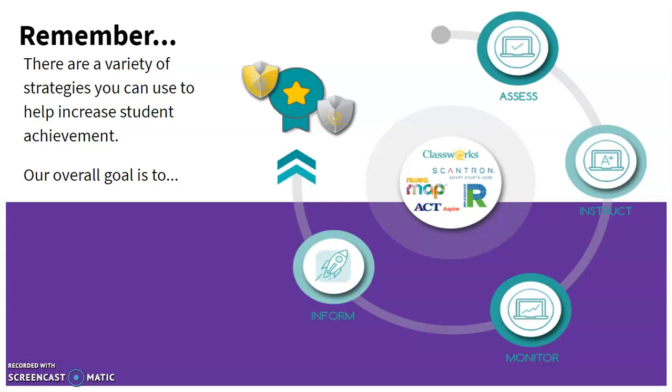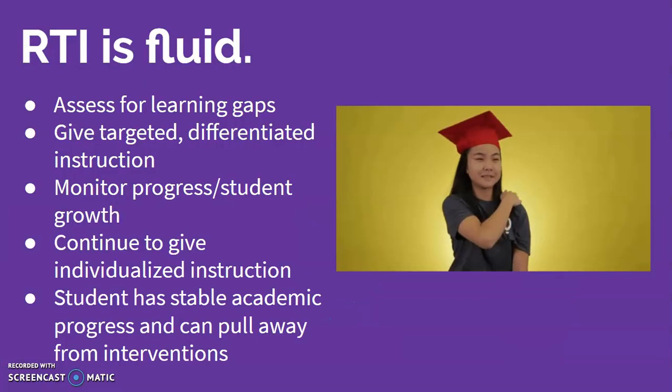Before we end this, I just want you to remember that there's a variety of strategies that I didn't name in this presentation that you can use to help increase student achievement. You can find these on Pinterest, on Teachers Pay Teachers, on any kind of research-based website. Our overall goal, though, is to assess where students are, what skills they succeeded with, or what skills they're deficient in. Then we want to instruct, to differentiate and individualize our instruction to meet those student needs, monitor progress with data-driven information, and then inform classroom teachers and take that data and inform ourselves of where we need to go with the student to help them progress.